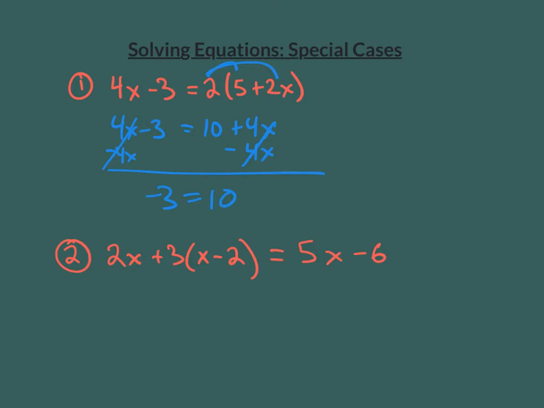When that happens, you ask yourself true or false. And in this case, negative 3 does not equal 10. What that means is that there is no solution to this equation. There's no x value that could make this equation true. Whatever we plugged in for x in the top equation, it would never create two sides that are equal.